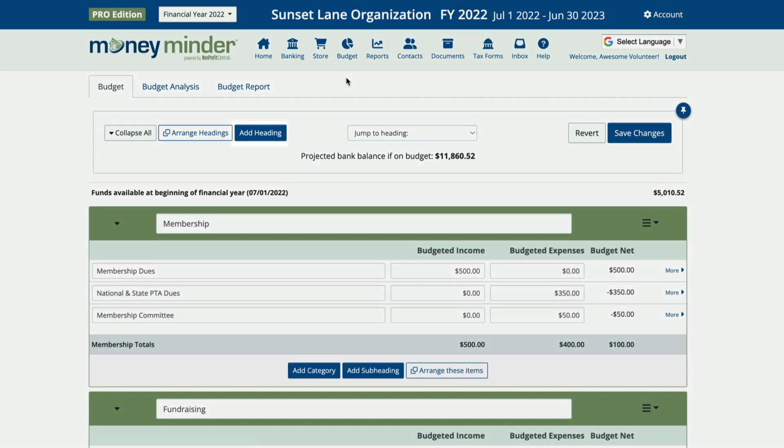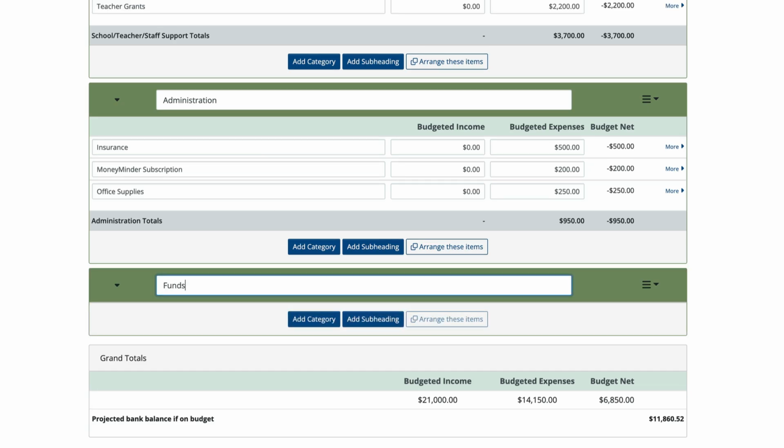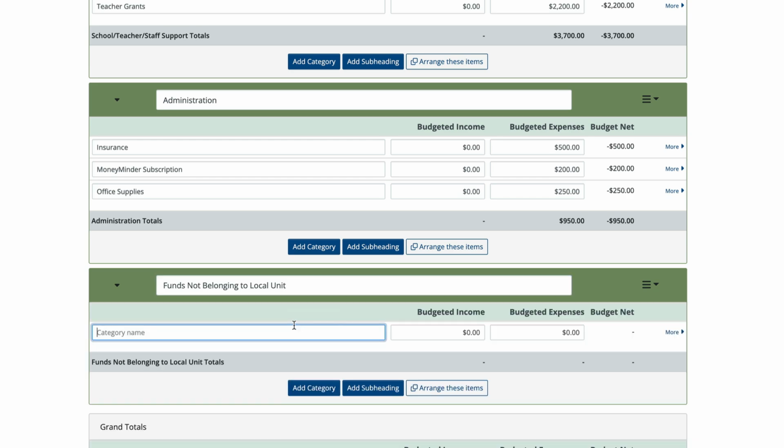Then set up a heading in your budget called Funds Not Belonging to Local Unit or Chapter, pick the term you'd like. Under this heading, add the categories for the money you will be passing through. Let's say you'll be collecting and then passing on dues for state and national chapters, as well as state sales tax. We'll set up categories for each of those.